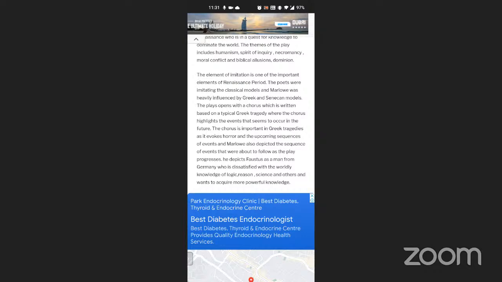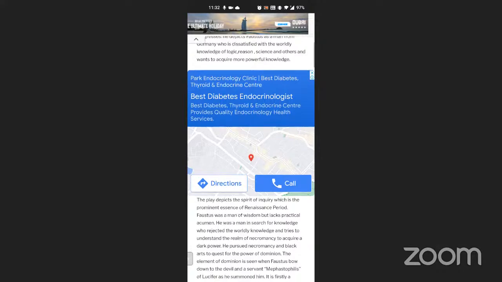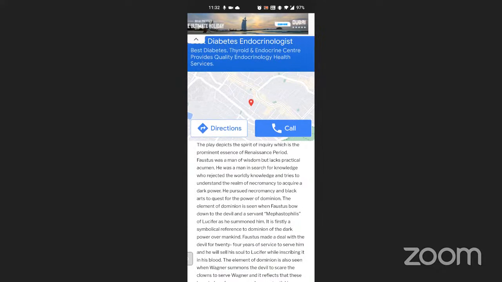Dr. Faustus used to think that he is a very intellectual person and he has so much knowledge. Now he's fed up of worldly knowledge. He wants something more. He wants magic, black magic. He used to think that he's a powerful person, and wants to acquire more powerful knowledge. The play depicts the spirit of inquiry, which is the prominent essence of the Renaissance period. Faustus was a man of wisdom, but lacks practical acumen.